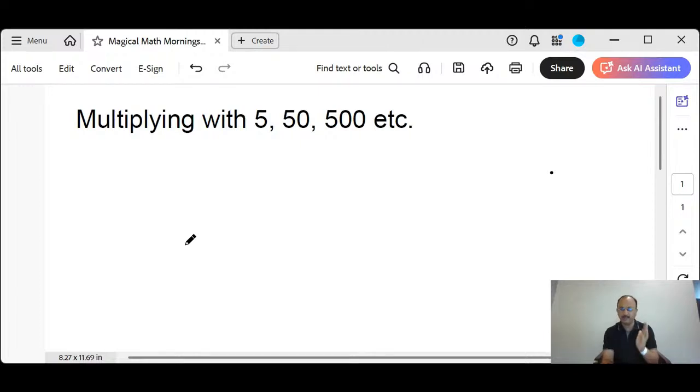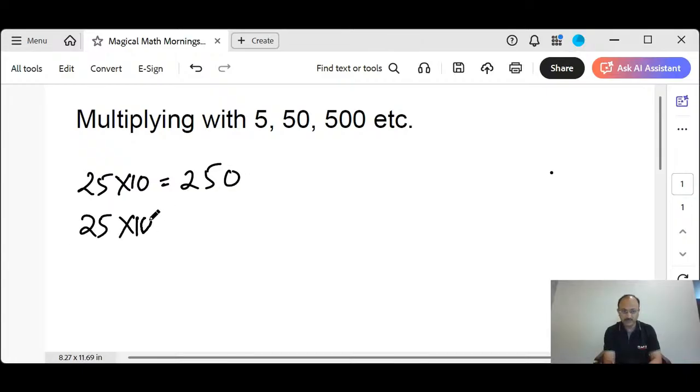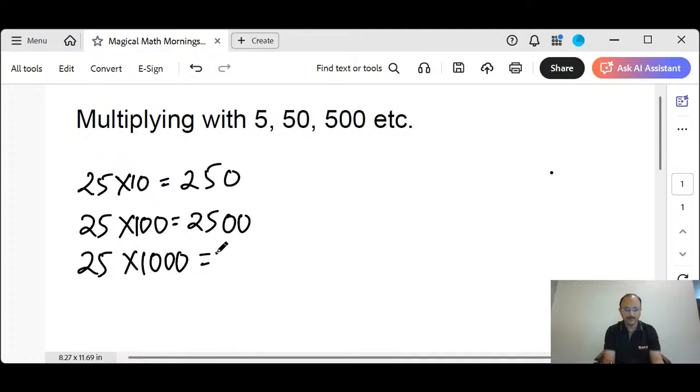Multiplication with 10, any number followed by zeros is very easy, correct? Suppose if you have 25 into 10, what do you say? You just put a zero, 250, correct? Same thing, 25 into 100, there are two zeros after one. Therefore, we write the number and just put two zeros. 25 into 1000, the same number, when you multiply it by 1 followed by three zeros, we'll write the number and we'll write three zeros.